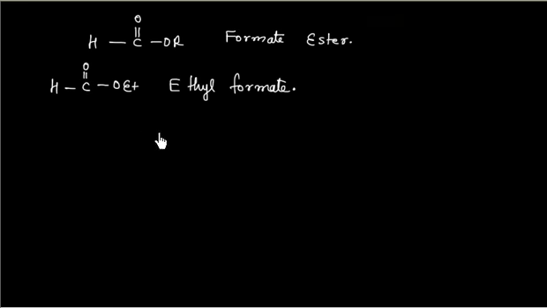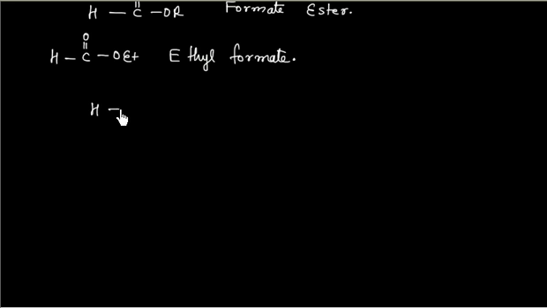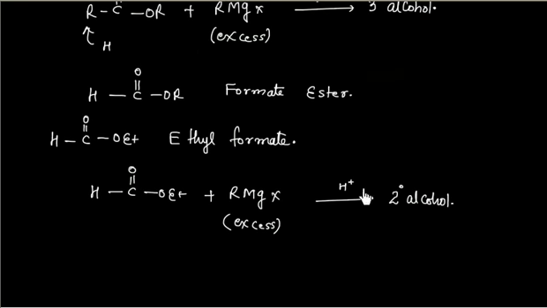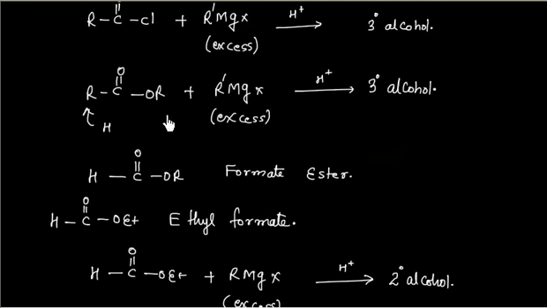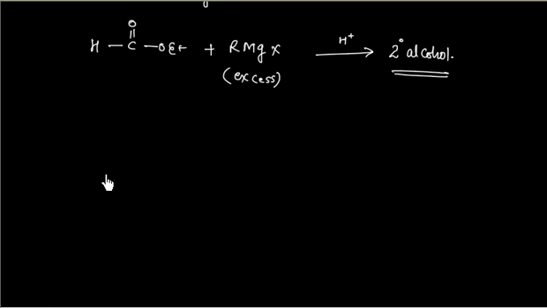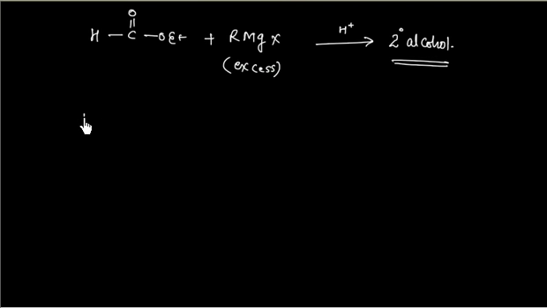If formate ester is treated with Grignard reagent, Grignard reagent is taken in excess, further acidification gives 2-degree alcohol. So if you see, the formate ester differs from other esters. Other esters give 3-degree alcohol, but formate ester gives 2-degree alcohol. Let us see the mechanism for this reaction. This is easy to see.